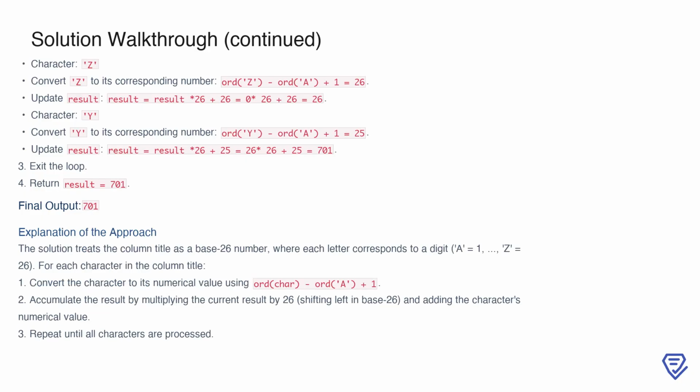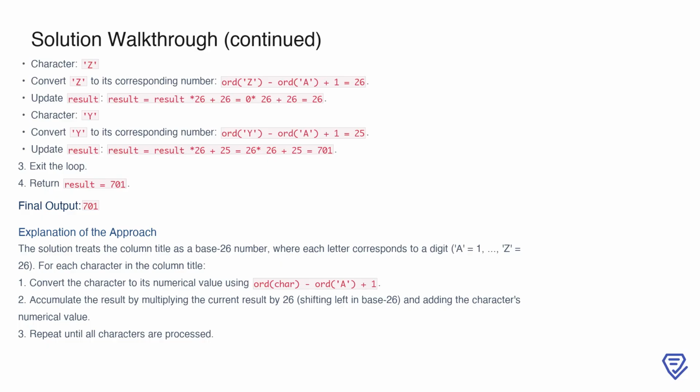For the third example, the column title is ZY. We begin by initializing result to 0. The first character is Z, which is converted into its numerical value using ORD plus 1 equals 26. We then update result as result equals result * 26 + 26, resulting in result equals 0 * 26 + 26 equals 26.